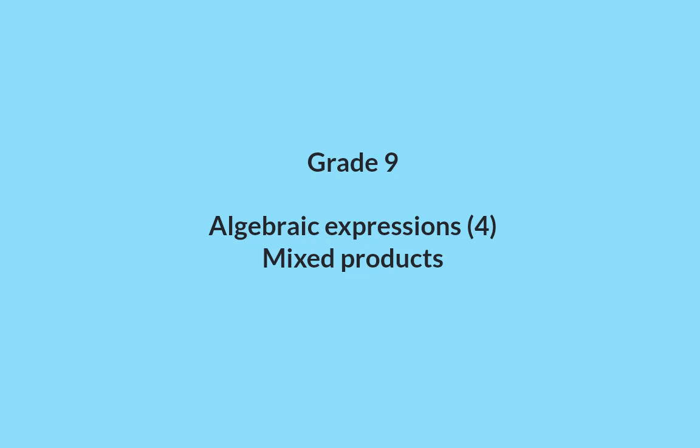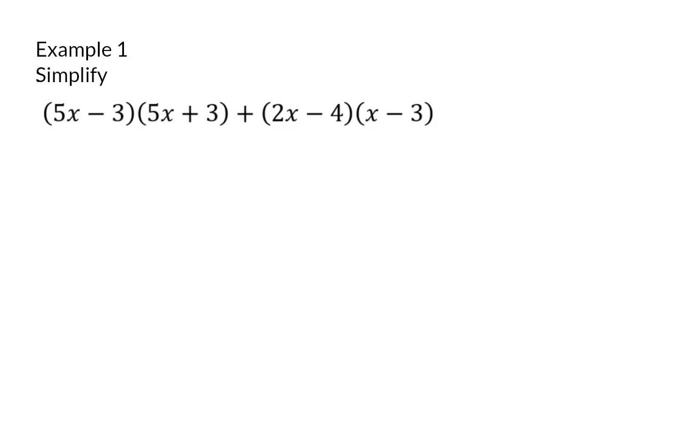In the previous few videos, we had a look at multiplying two binomials. In this video, we are going to combine that with bigger calculations. Example 1. Simplify. Here you will recognize that we have two binomials or two terms being multiplied. Further on in the expression, we once again have two binomials that should be multiplied.